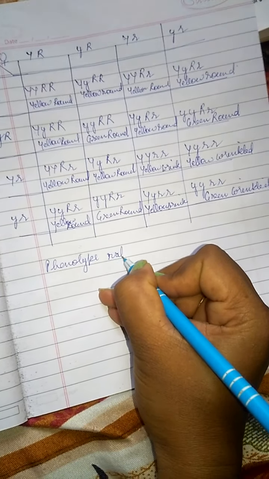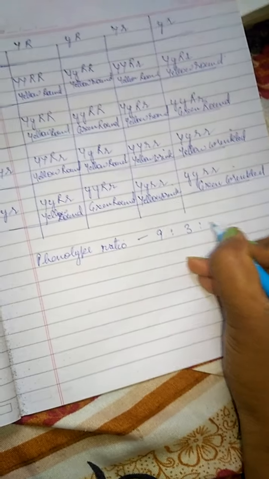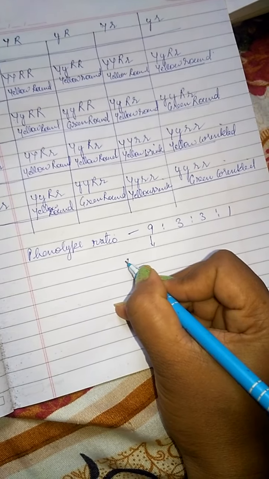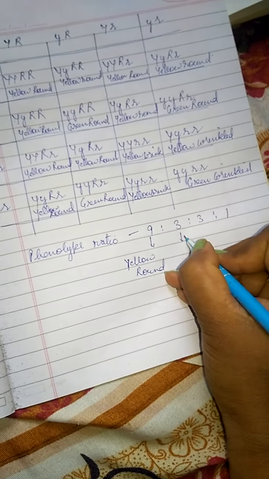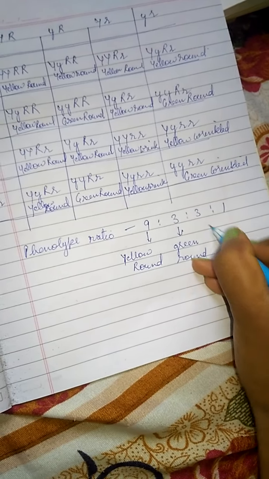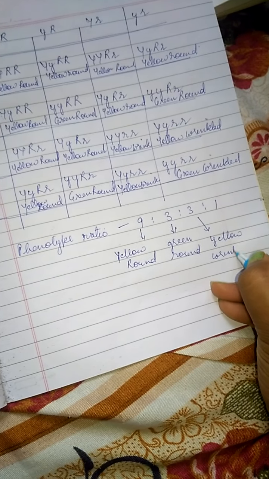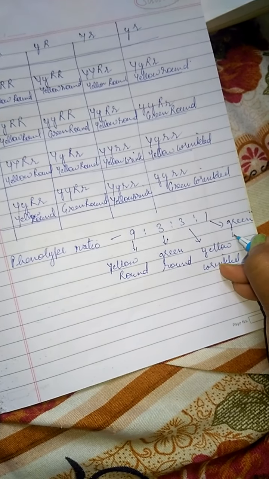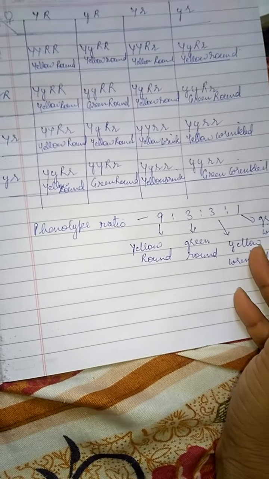Okay, so if you see the phenotype ratio, it will be 9:3:3:1. So you will find 9 yellow round, 3 green round, 3 yellow wrinkled, and 1 green wrinkled. Okay, so the phenotype ratio is asked in the exam.